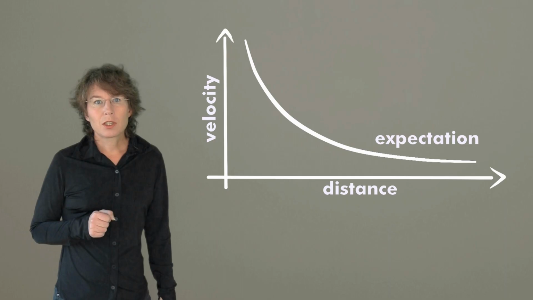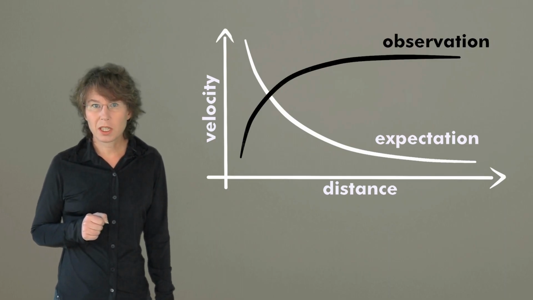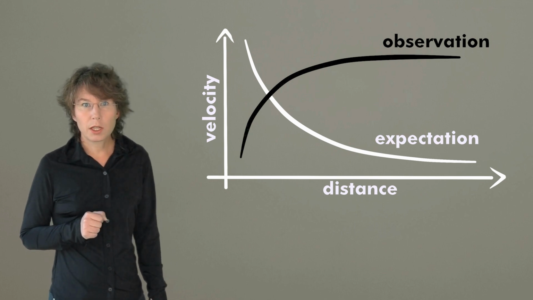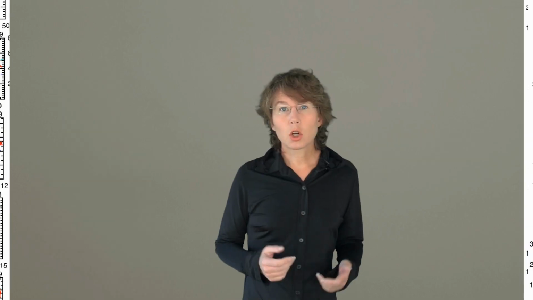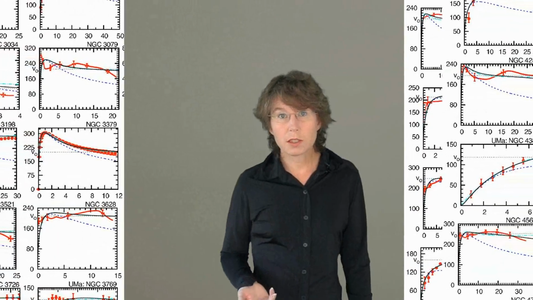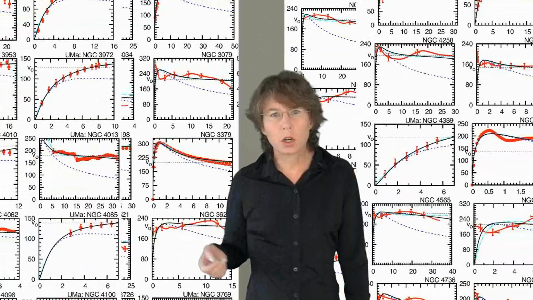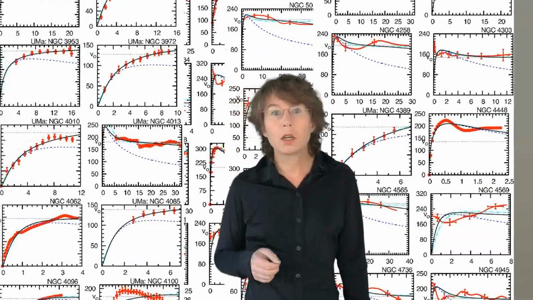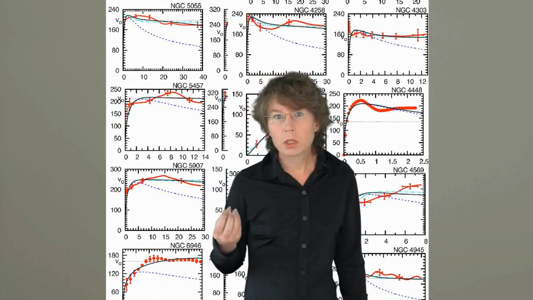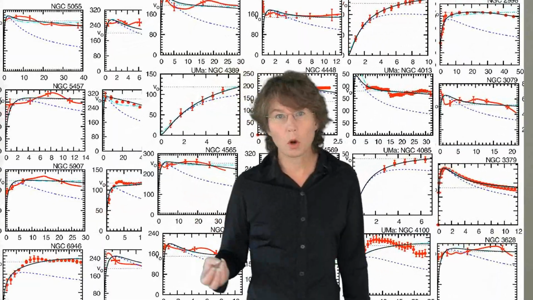What we observe instead is that the velocities continue to increase with the distance from the galactic center, and then they become constant. This is known as a flat rotation curve. This is not only the case for our own galaxy, but it's the case for hundreds of galaxies that have been observed. The curves don't always become perfectly constant, sometimes they have wiggles, but it's abundantly clear that these observations cannot be explained by the normal gravitational pull caused by the normal matter only.